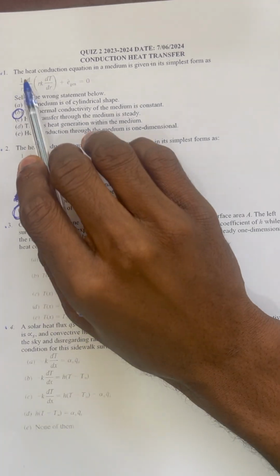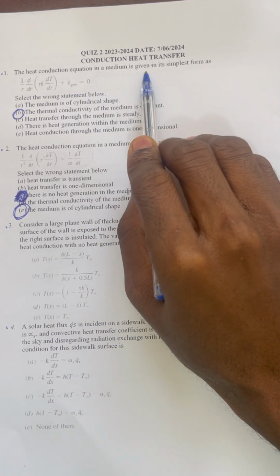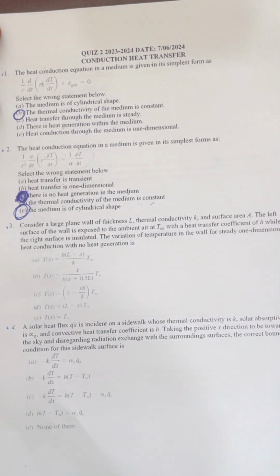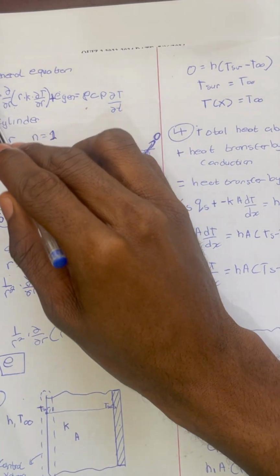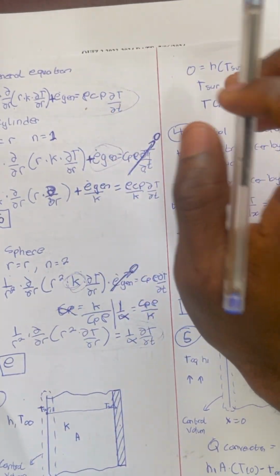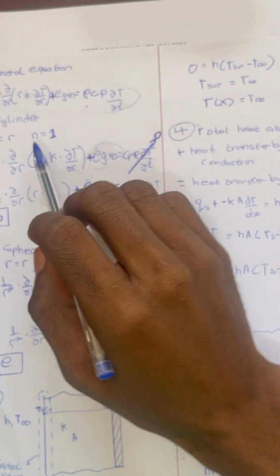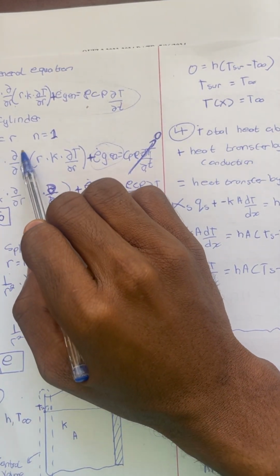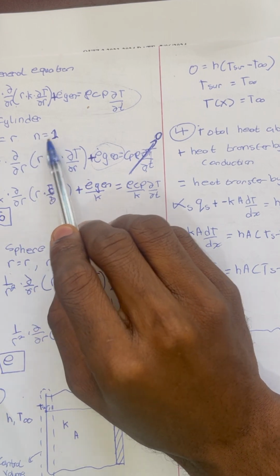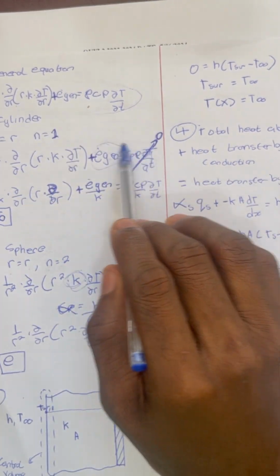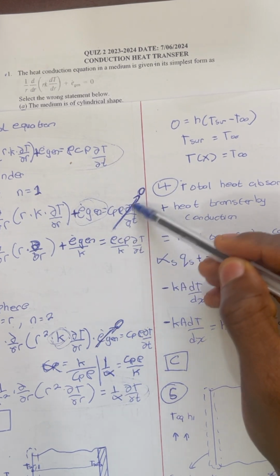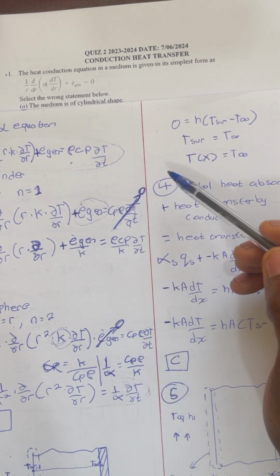So let's start. Number 1. The heat conduction equation in a medium is given in its simplest form as this equation over here. Select the wrong statement below. So for this question, this is the general heat transfer equation for one dimension, steady state. So if it's for a cylinder, r is equal to r, and n is equal to 1. So you put r equal to r and n equal to 1 into the general equation. After doing that, you will come up with this equation, which is similar to this equation over here, but this part of the equation is equated to 0.